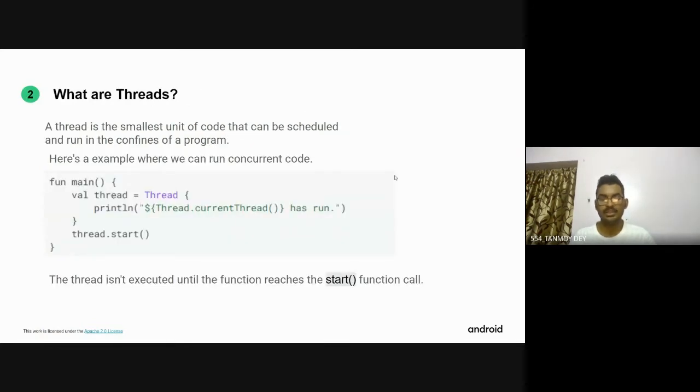What are threads? A thread is the simplest unit of code. We won't be using threads, we will actually be using coroutines, but it's important you know why we can't use threads. A thread is the simplest unit of code that is scheduled and runs within the confines of the program. Here is a snippet which shows the basic outline of how a thread works. We need to declare it using the Thread object, which prints Thread.currentThread, which accesses the thread on which it is running. We also need to start the thread using the .start function.